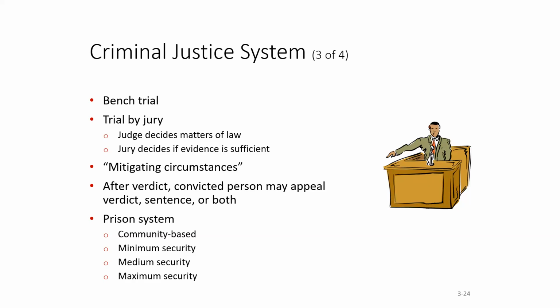If the jury acquits the defendant, then the person gets to go free. If the person is found guilty, then a sentencing hearing is scheduled. The sentence may be determined either by the judge or the jury, depending on the jurisdiction. And during the sentencing hearing, we may see some mitigating circumstances presented. That's factors that lessen the severity of an act, or the person's culpability for the action.